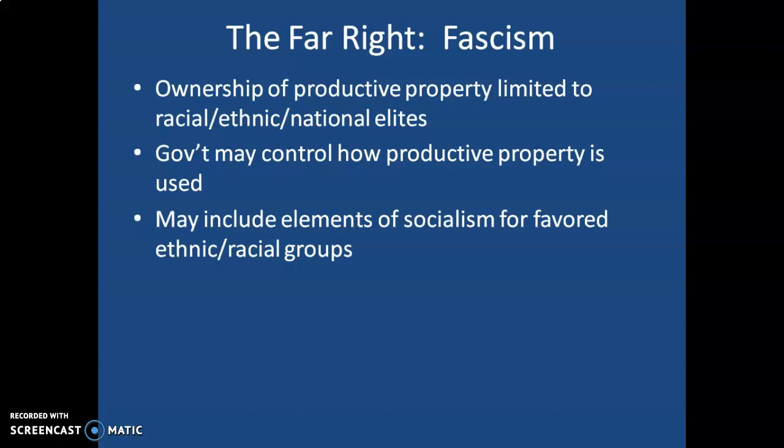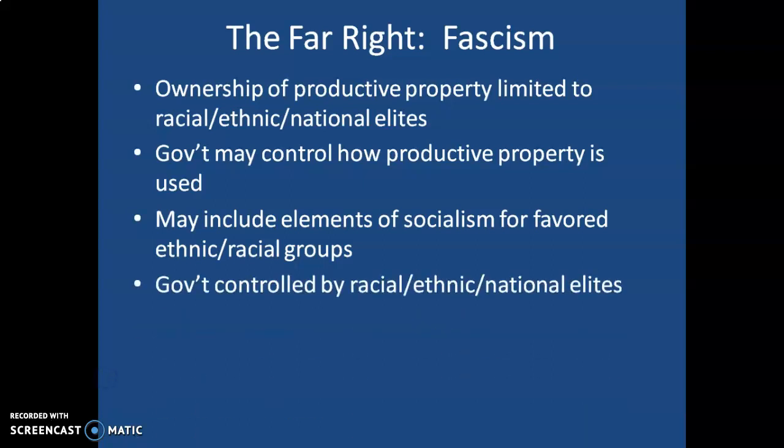Fascism may include elements of socialism for the favored ethnic or racial groups. In fact, we know that the Nazi Party was called the National Socialist Party. It really wasn't a socialist government. It wasn't a socialist economic system, but there were elements of socialism in that system that favored the ethnic German population. And then the government itself is likely to be controlled by those same racial or ethnic or national elites.